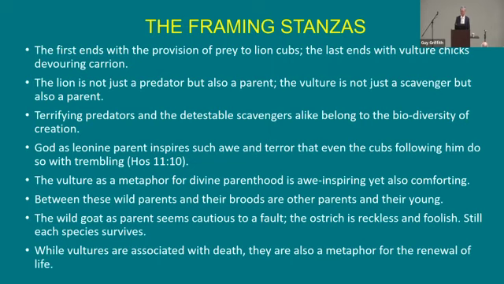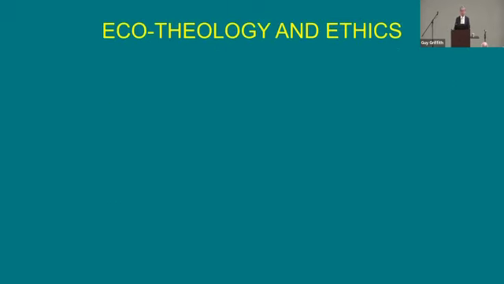Between these wild parents, the lion and the vulture and their broods, are other parents and their young. The wild goat as a parent seems cautious to a fault. The ostrich is reckless and foolish. Still, each species survives. While vultures associate with death, they are also a metaphor for renewal of life. So what do we do with this theologically?